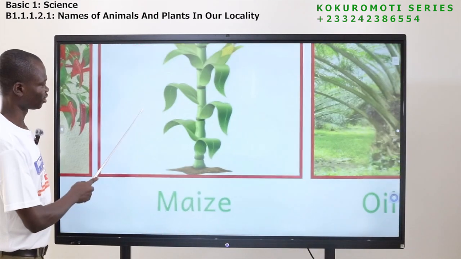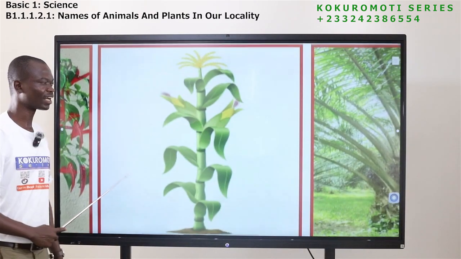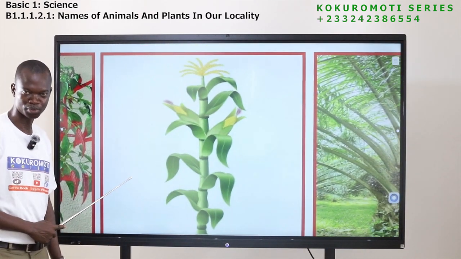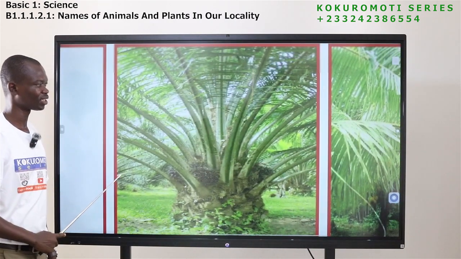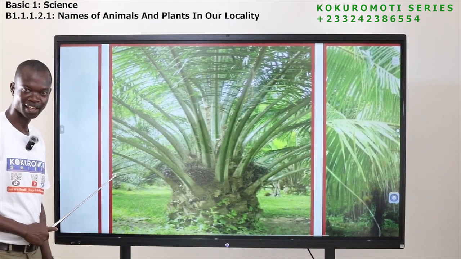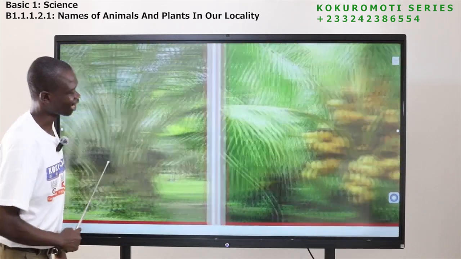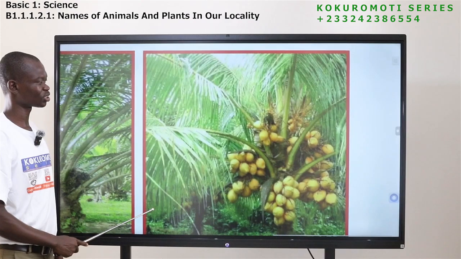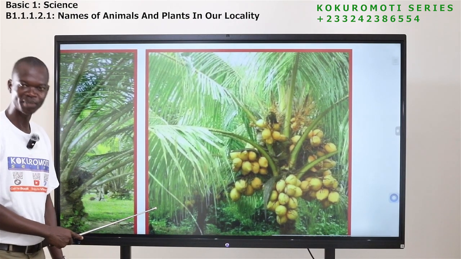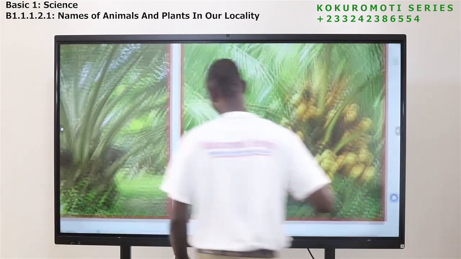Okay. We have maize. The local name is ebro. We have this oil palm. We call it abe. We have these coconuts. The local name is what? Kube. Very good.